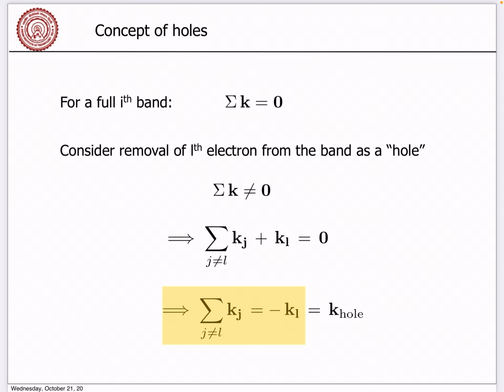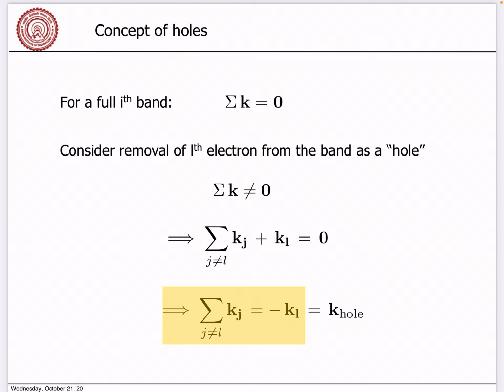Now let us consider a full ith band, where the sum over k equals 0. If you take the first Brillouin zone, for example the first lowest band here, and you sum over all the allowed k values, this will be equal to 0 when the band is completely full. This will be non-zero when there are some empty states, that means there are no electrons. So let us consider this.